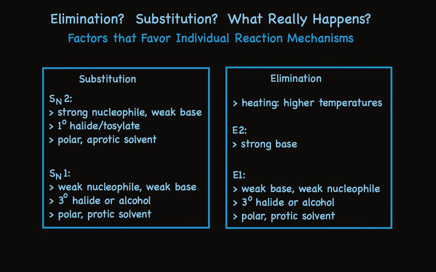So returning to the factors that favor individual reaction mechanisms, applying this relatively small number of key characteristics of substitution and elimination, you can draw reaction products with confidence.